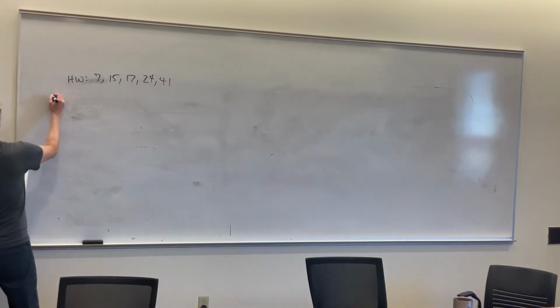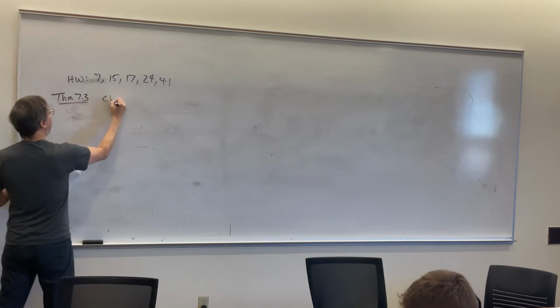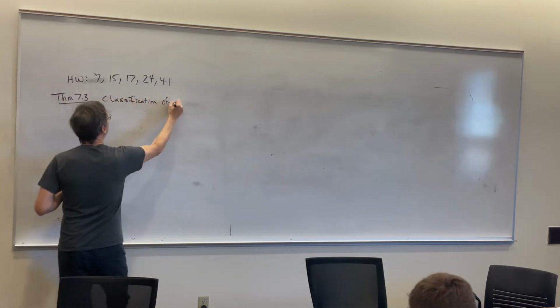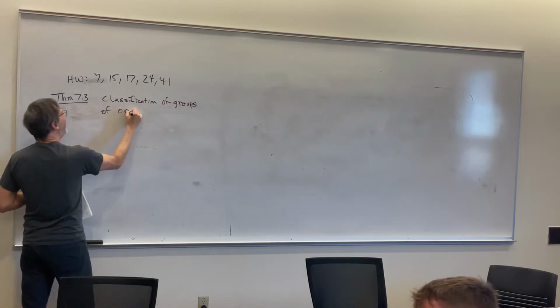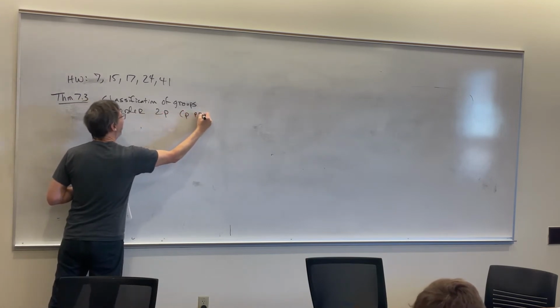We are going to look, last thing, at Theorem 7.3, the classification of groups of order 2p where p is prime.